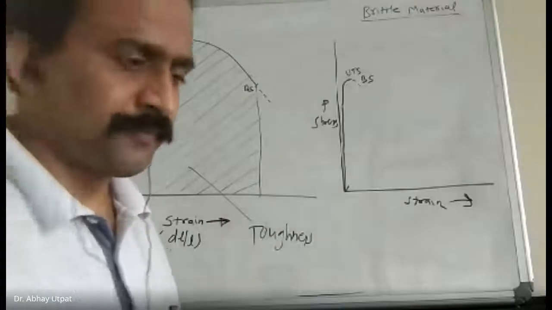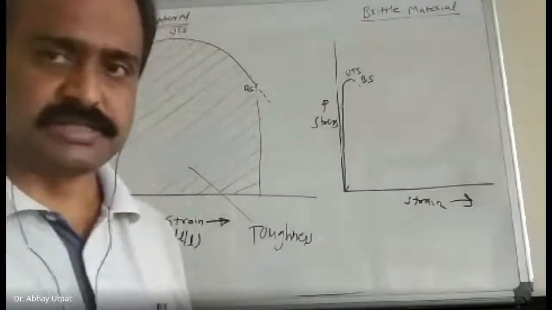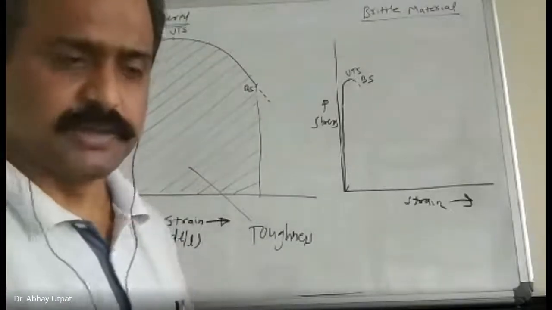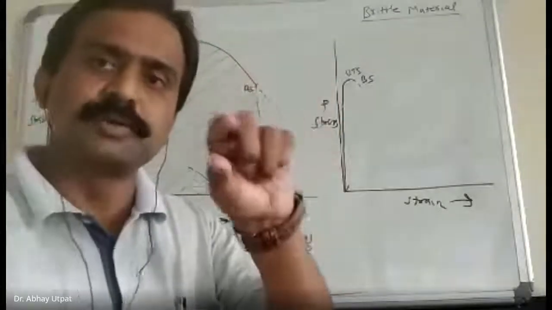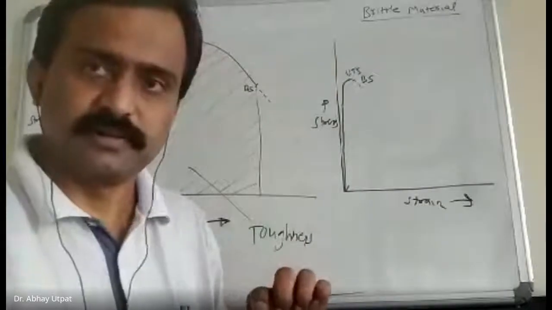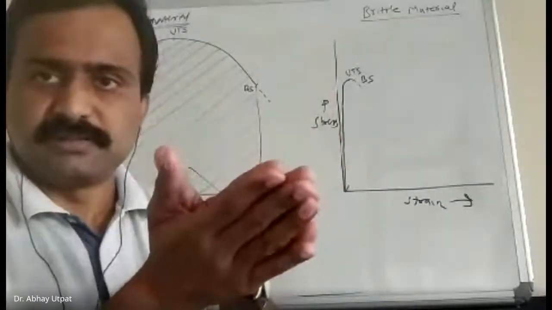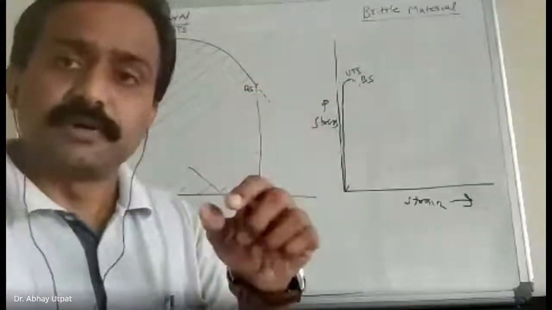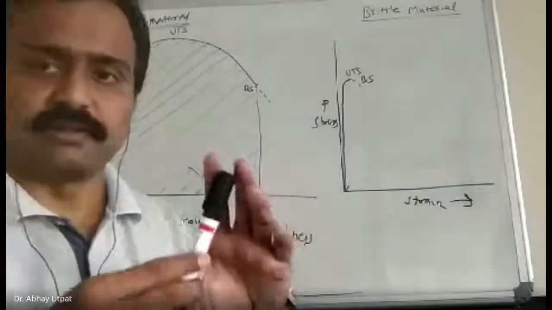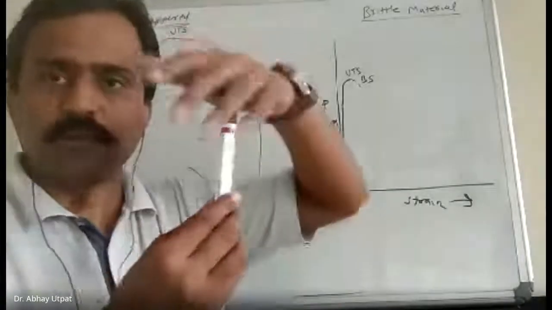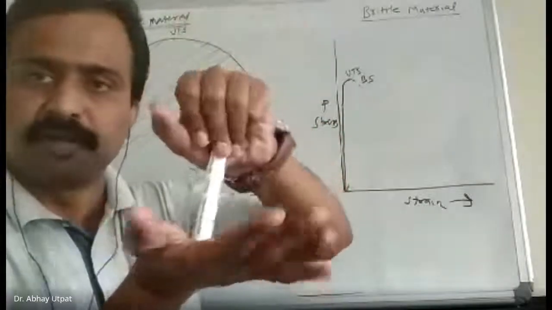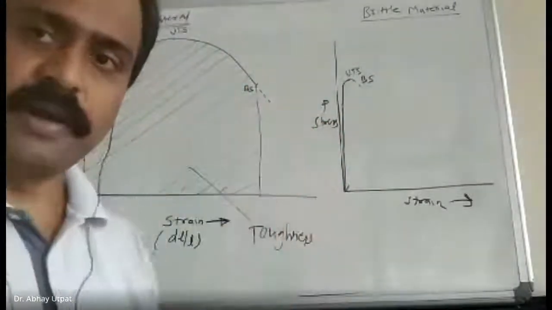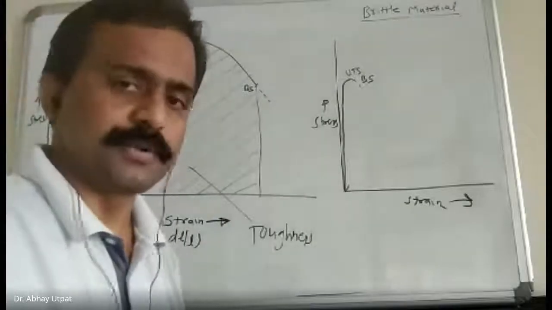Simple logic. So in compression testing, your specimen is small, length is approximately equal to diameter. So you can easily compress. If long specimen used in tensile testing, you try to compress in this way, it will buckle or bend. That's why L by D ratio is important in compression testing.